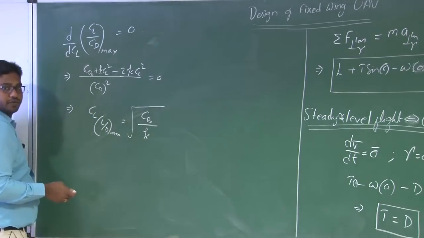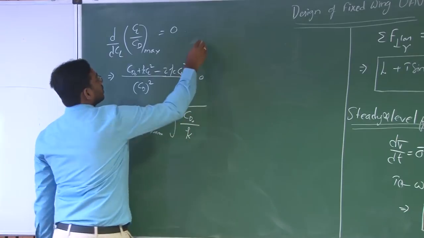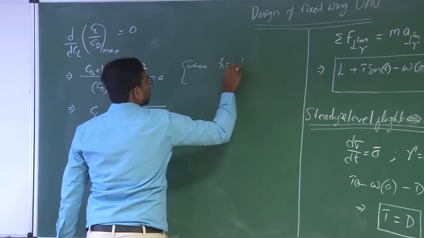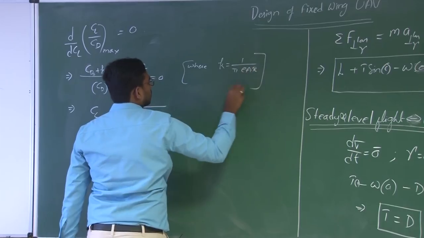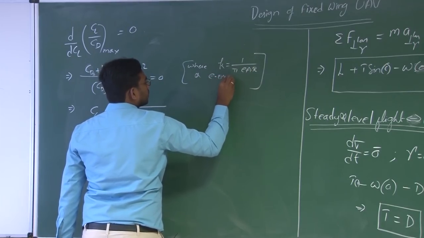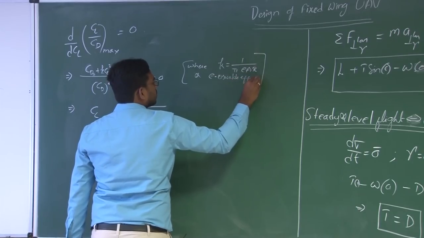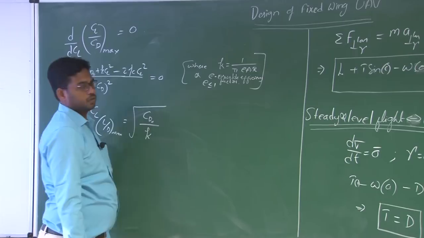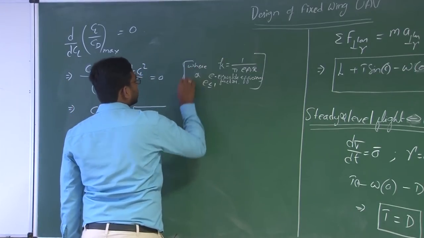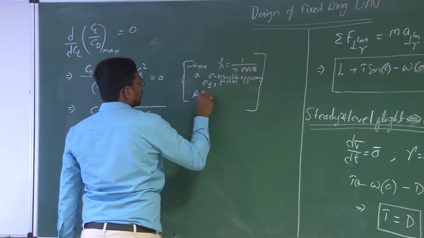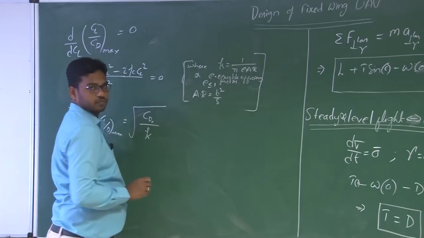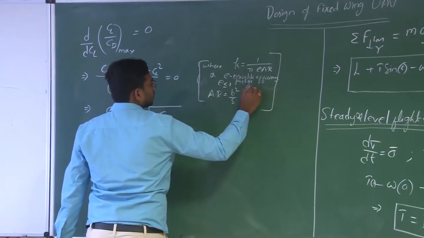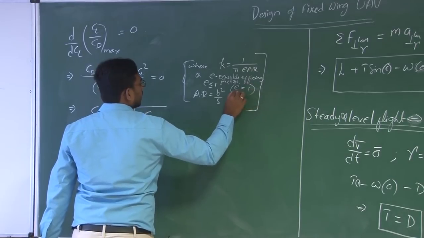where CD naught is the profile drag coefficient and K is the induced drag correction factor, which is equal to 1 by pi E AR. E is Oswald's efficiency factor, whose limits are less than or equal to 1, right? And AR is the aspect ratio, which is given by b square by S, right? So for an elliptic wing, E is equal to 1, right? E is equal to 1 for elliptic.